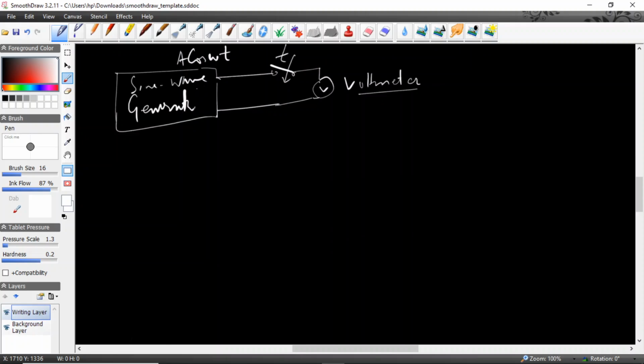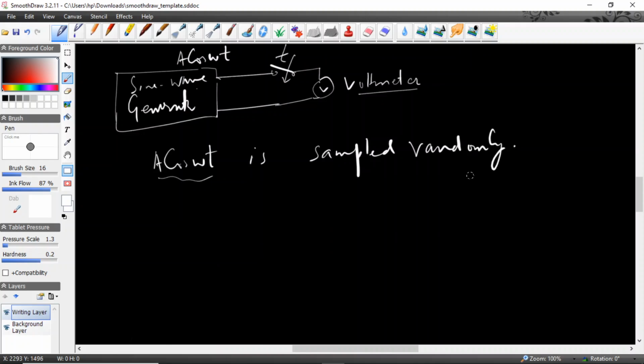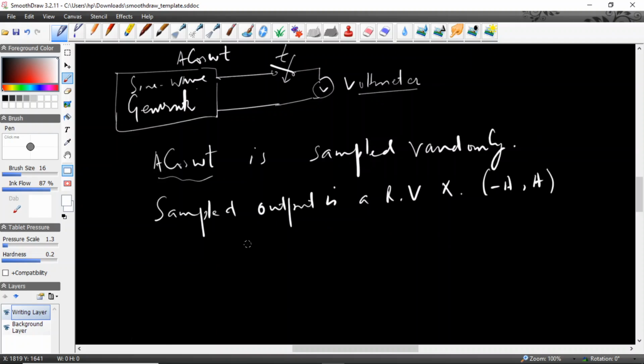So you have a sinusoidal generator whose output is A cos omega t, and this output is sampled. Output is sampled randomly. Okay, this is sampled. It is not a uniform sampling, and the sampled output, we call it a random variable. The sampled output is a random variable x, which can take any value in the range minus A to plus A, and you have to find the mean value and the mean square value of this random variable x. Okay, this is the problem.